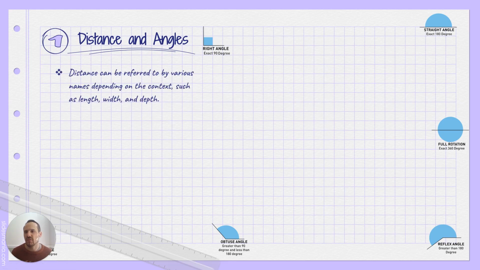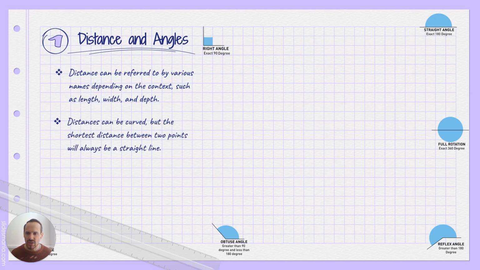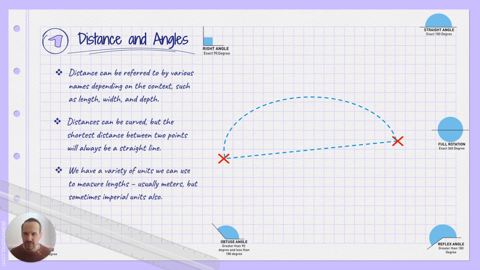So distance, very straightforward. Just how far we go from one point to another. In various contexts, we might have, say, length, width, and perhaps even depth as we move on to three-dimensional shapes. So distances can be referred to by these different words depending on the context. Distances can be curved, but the shortest distance between 2 points is always going to be the straight line between those 2 points, since there's any number of curved distances you could have.